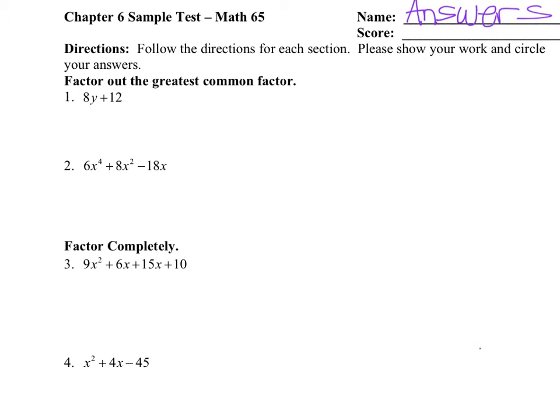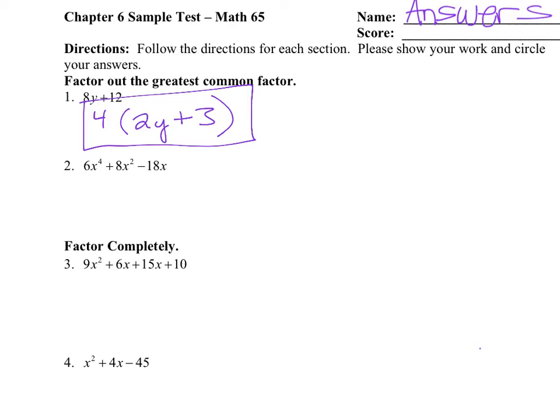Factor out the greatest common factor. Well, let's see. They both have a 2. They both have a 4. Nope, they don't both have 8. So it's going to be the 4, and what's left is 2y plus 3. It says factor out. It does not say what is the greatest common factor. So 4 is not a sufficient answer. You have to show the whole thing.